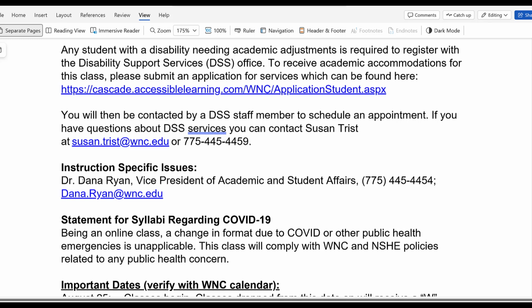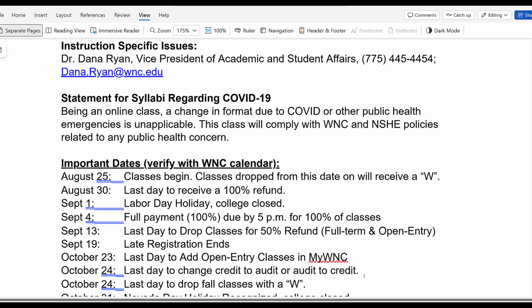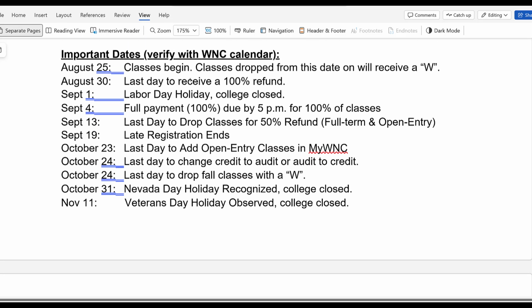Instruction specific issues. Dr. Dana Ryan, the Vice President of Academic and Student Affairs. Here's her phone number and email address. Statement for syllabi regarding the COVID-19 really doesn't matter because it's an online class, and I probably should delete that. I just don't know when I can delete it because we had to put in our syllabi for so long.